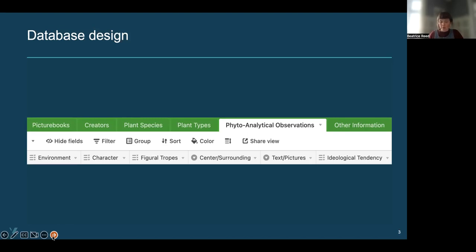One is botanical, for registering identifiable plant species by Scandinavian and Latin names. One is for plant types, used where the species are not possible to specify. And finally, one table is designed to analyze different representational strategies, labeled phytoanalytical observation. These three plant-oriented entries reflect an ambition to encompass both botanical perspectives and the specific aesthetic and rhetorical qualities characteristic of picture books.